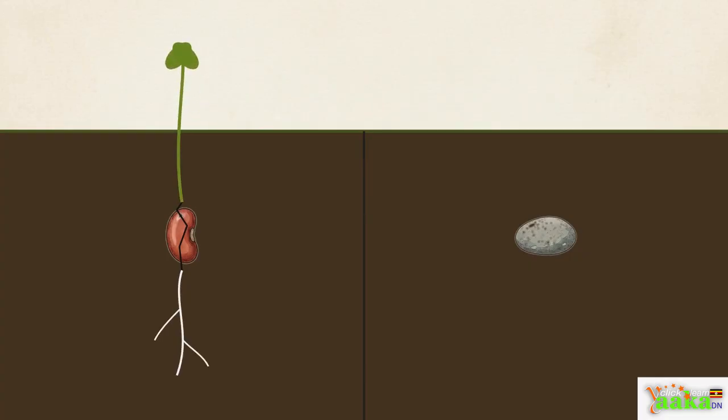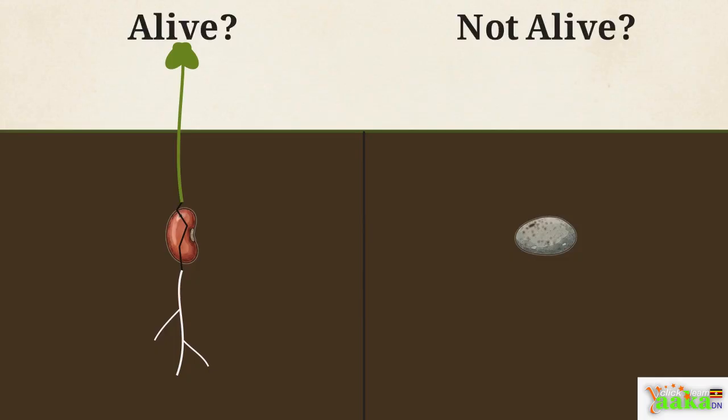If you place a dry bean seed and a smooth stone side by side in wet soil, something specific happens. Over a few days, the seed splits open and pushes a green shoot up through the dirt. The stone sits completely still. What exactly makes the seed alive while the stone is not?